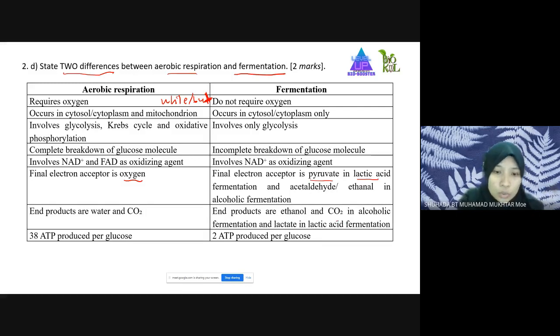Okay, kena mention dua-dua. Okay, next ialah in term of glucose terhasil, how many ATP produced per glucose. So this one 38 ATP per glucose, and this one only net 2 ATP per glucose because they produce the ATP in the glycolysis where you got only net 2 ATP per glucose. Okay, so that is the difference between aerobic respiration and fermentation.